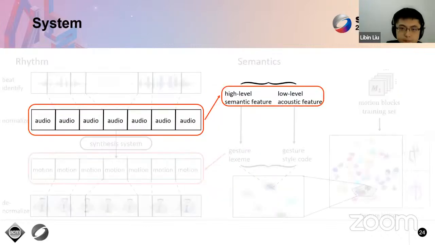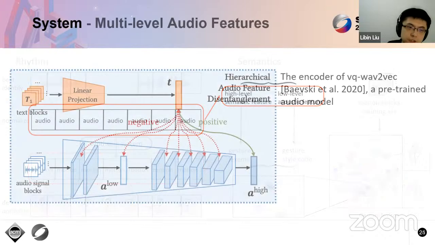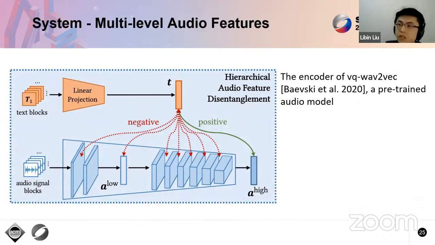So after that, the next problem is how we can disentangle the high-level audio features from the low-level audio features. We achieve this using contrastive learning. We train a deep audio encoder with many convolutional layers. To disentangle, we consider the features at the end of this encoder as high-level features, and all the intermediate features out of the intermediate layers as the low-level features.